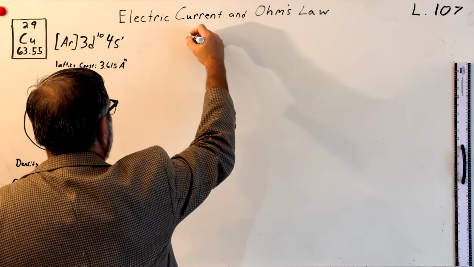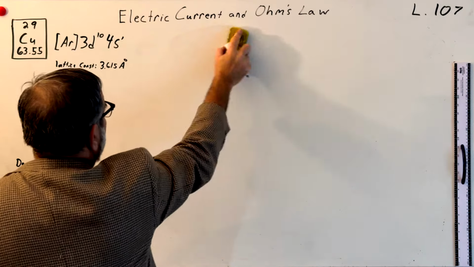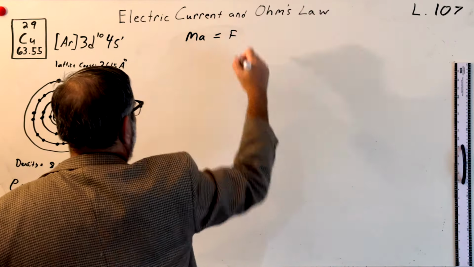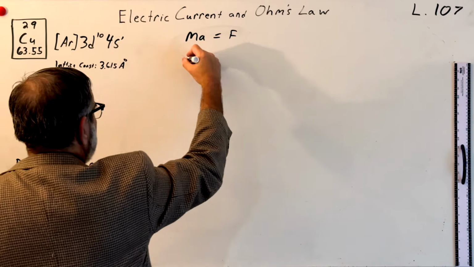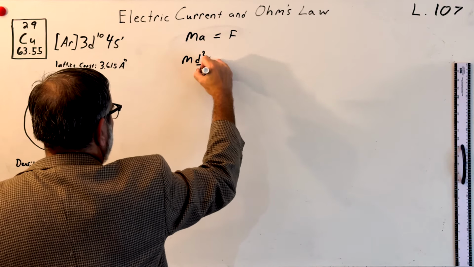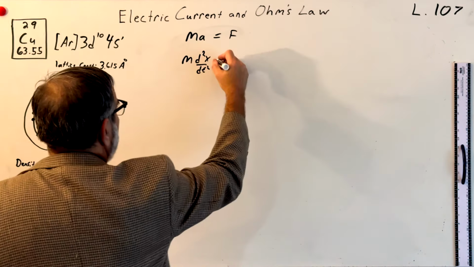And so, let's see, F equals, let me write it like this because I always like to put the external forces on the other side. I'm going to write ma equals F, right? That's what we're writing here. So ma, well, that's just mass times d2x over dt squared. That's a second derivative with respect to position.